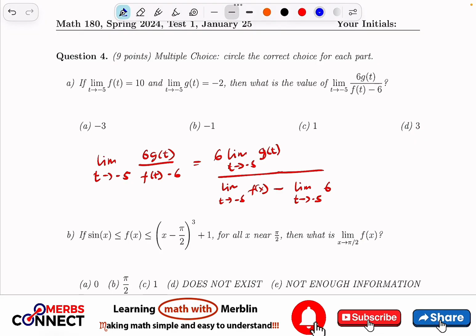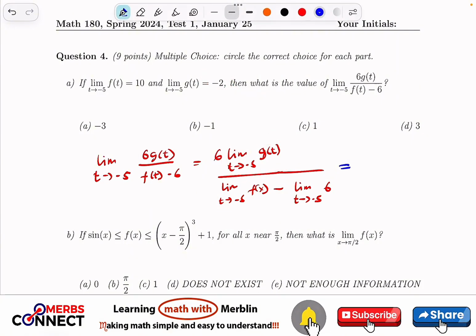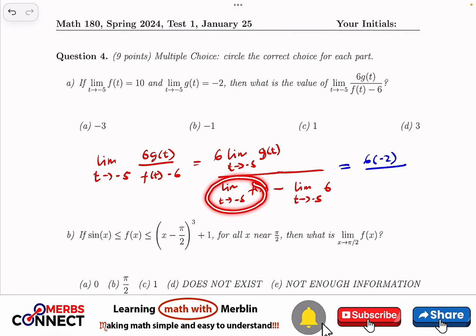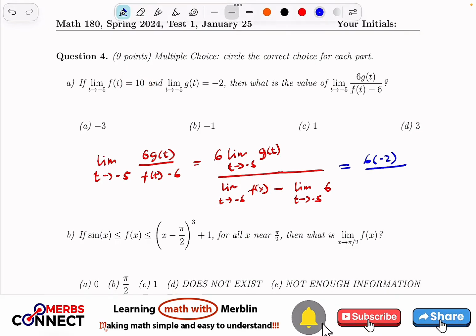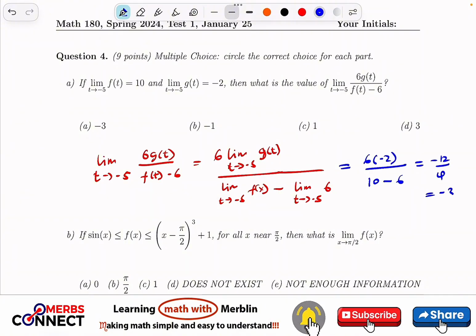So when I do that, this here is -2. So I'm going to have 6 times -2 divided by, this here is 10. So I'm going to have 10 minus, the limit of a constant is the constant, so -6. And this is going to give us -12 divided by 4, and this one should be giving us -3. So this is what we are going to get here, and the answer is going to be this.